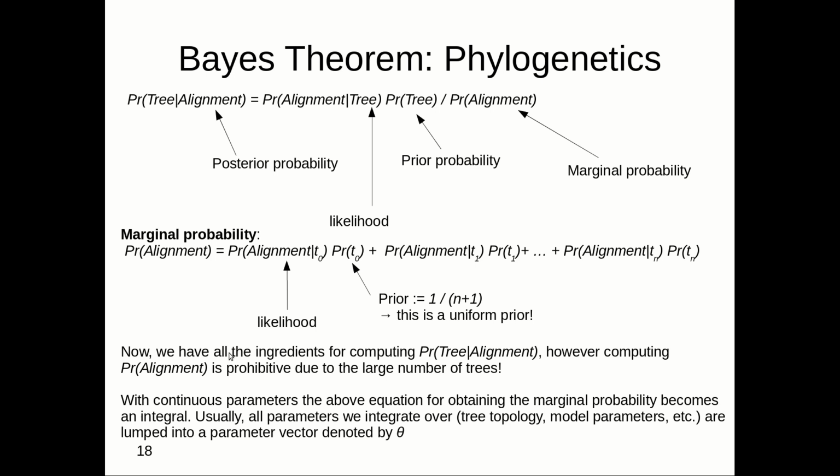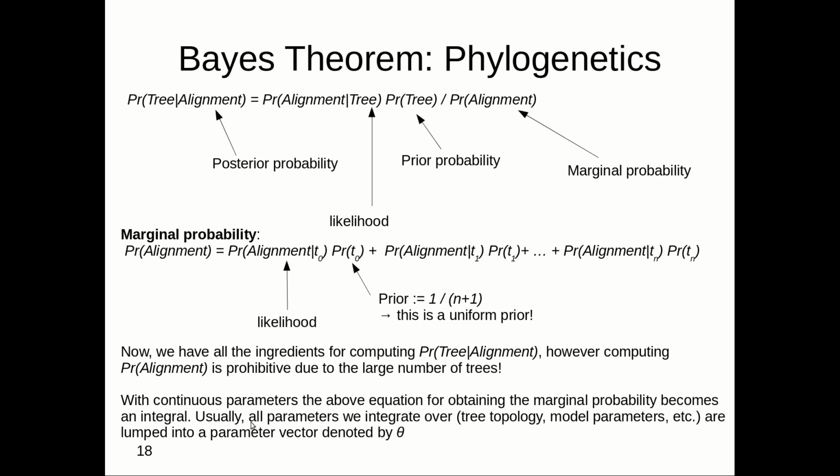And so another thing that you should note is that if we also have continuous parameters, because here we just have a discrete parameter, so we're summing over all possible discrete values to get the marginal probability. If we had a continuous parameter, like for instance branch lengths or the alpha shape parameter of the gamma model of rate heterogeneity, this equation here for the marginal probability then actually becomes an integral because we're summing essentially over all possible values of a continuous parameter.